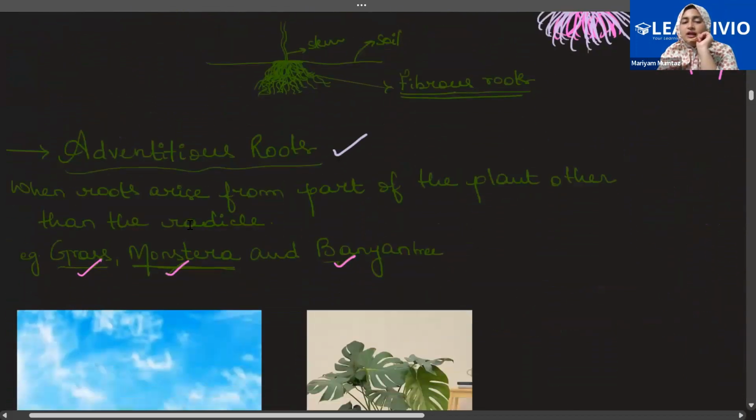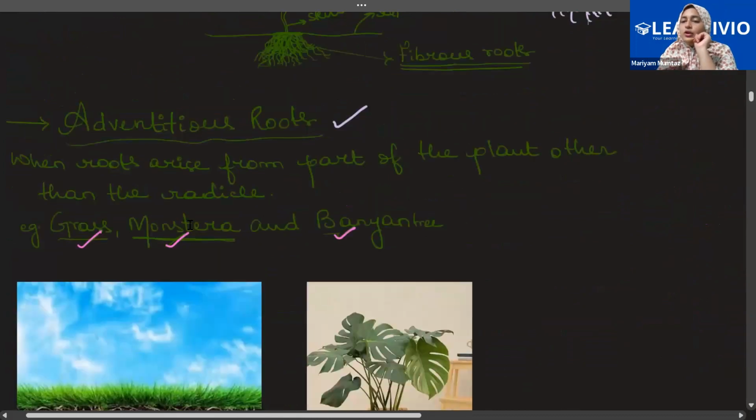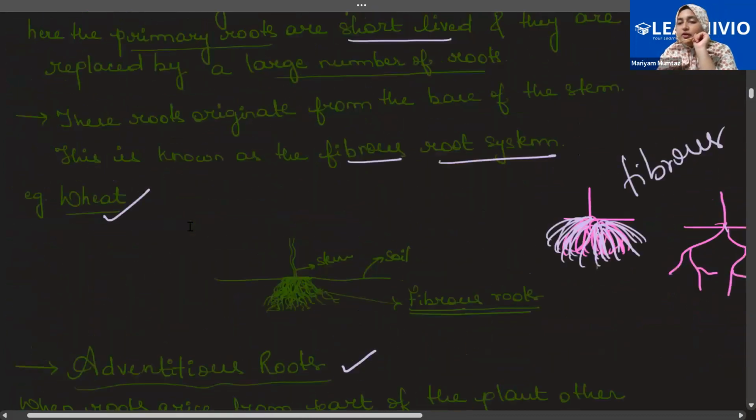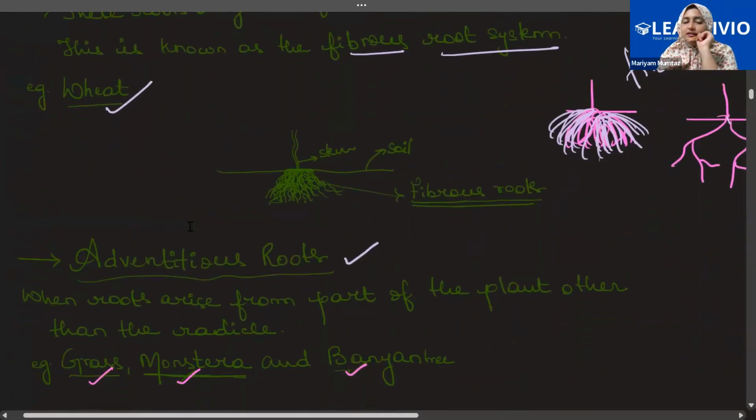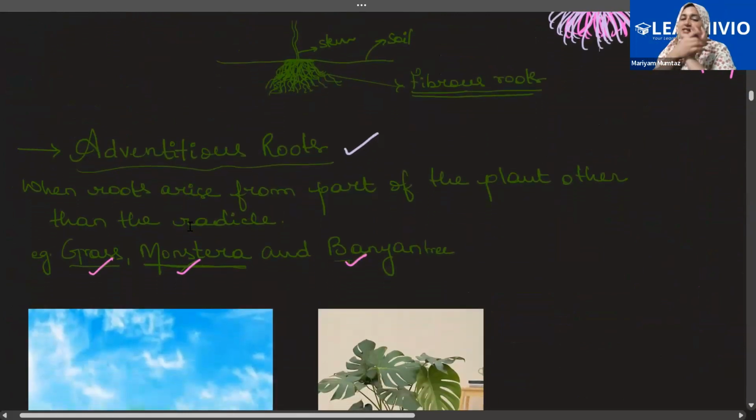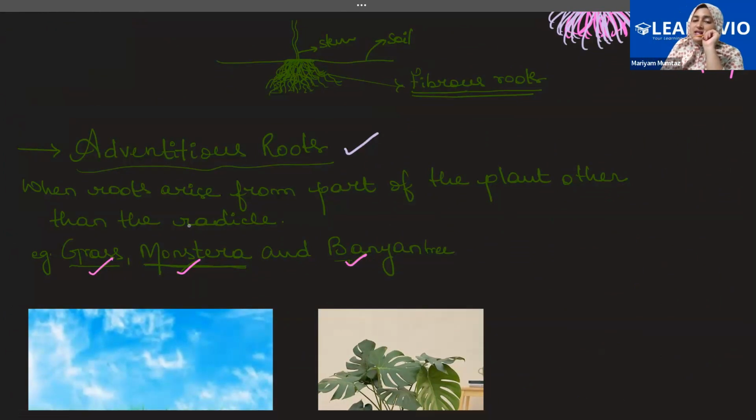Okay. Now comes adventitious roots. Now, what did I say? Normally, roots are formed from which part of the seed? Roots, radicle. Yes, roots are formed from the radicle. In normal cases, that is what happens. But when we talk about adventitious roots, whenever the roots arise from any part of the plant other than the radicle, okay, other than the radicle, any other part of the plant.